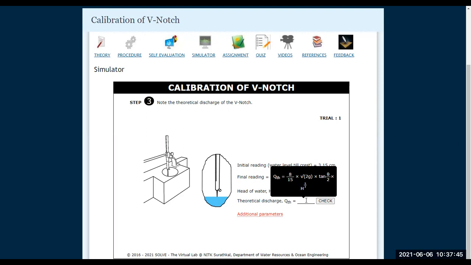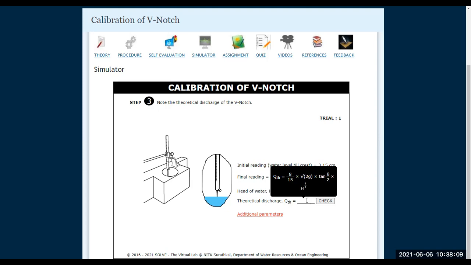So into tan theta by 2, that is tan 90 divided by 2, which will be tan 45 degree. So into h to the power 5 by 2. So what is the head of water? We got it here. Head of water is 6.44. So h is 6.44 to the power 5 divided by 2. Okay. So we'll get the answer as 2486.